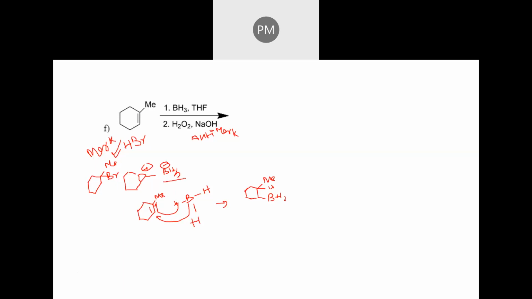So BH3 acts as a source of hydrogen, and this hydrogen will be attacking that pi center. So this will be our first step. Now in our reaction medium, the second reagent we are given is H2O2 and NaOH. So we have in the reaction medium hydrogen peroxide and OH minus.